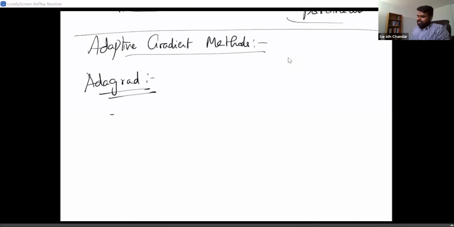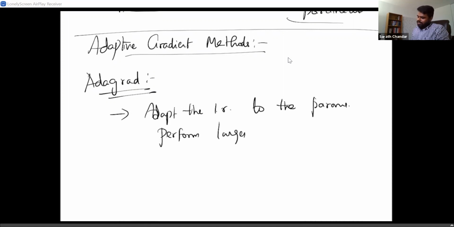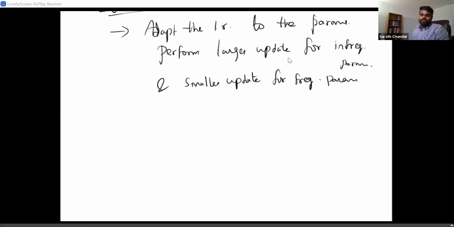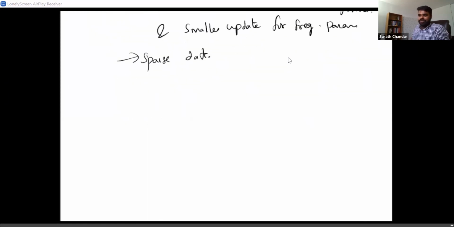Now this is a very simple algorithm. The basic principle here is we are going to adapt the learning rate to the parameters in such a way that we will perform larger updates for infrequent parameters and smaller updates for frequent parameters, so that we normalize the learning. This is very useful if you have sparse data. Now let me explain how this algorithm works.